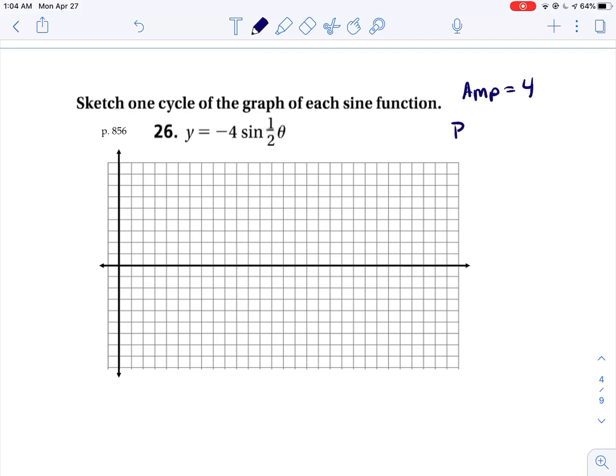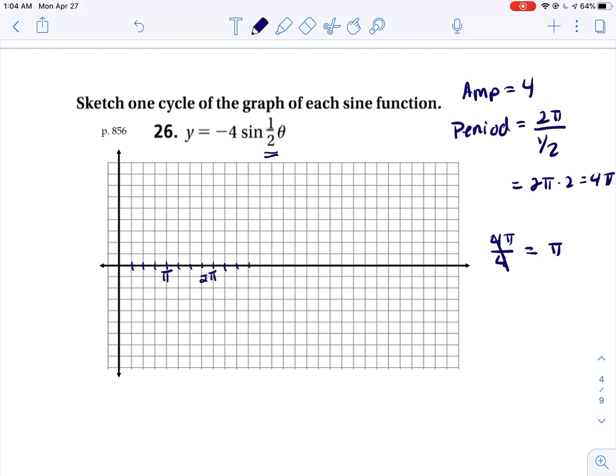So we need our amplitude, which in this case is 4. Remember, it's positive because amplitude's always positive. And our period, which is 2 pi over 1/2. So we keep, change, flip. So my period is 4 pi. I have to divide that period into 4 equal parts, which is pi. That means I'm labeling it every pi.